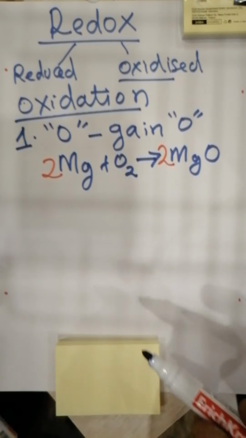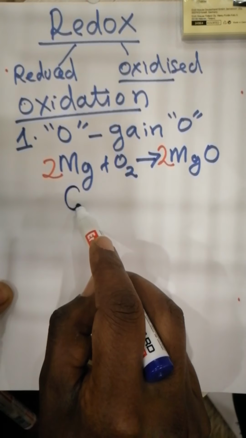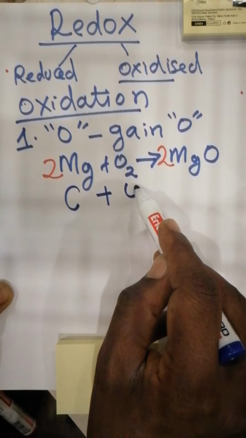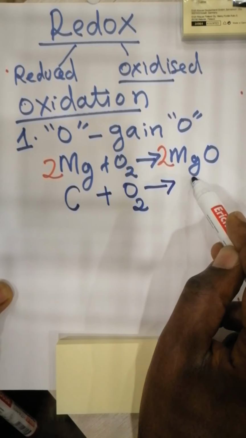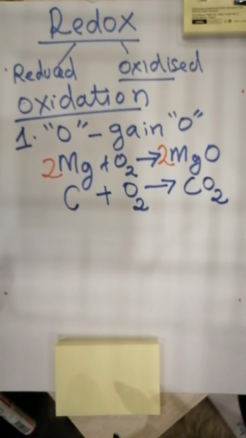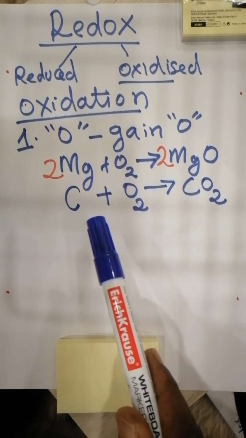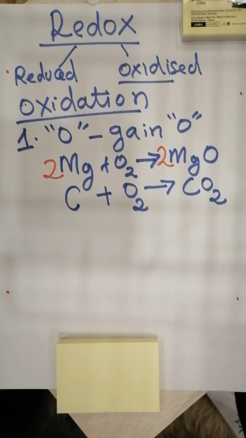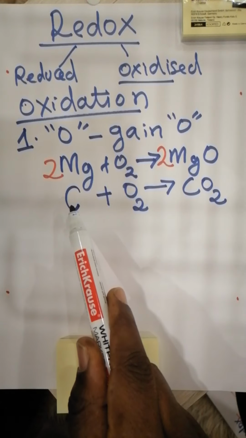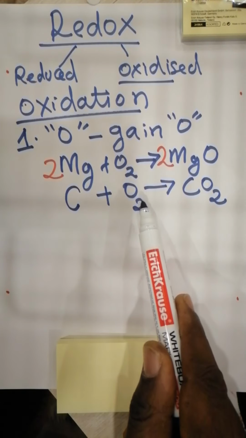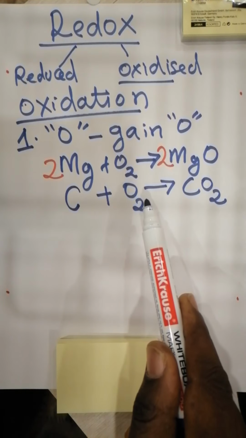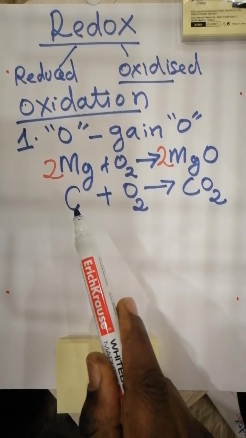You can also use an example like carbon. When you are burning coal, which is a major source of energy, coal combines with oxygen to form carbon dioxide. This is a common reaction which is used to produce heat. If you want, the equation is already balanced, so we can say that carbon has been oxidized to carbon dioxide. Therefore, oxygen is the oxidizing agent. It is giving oxygen atoms to carbon.